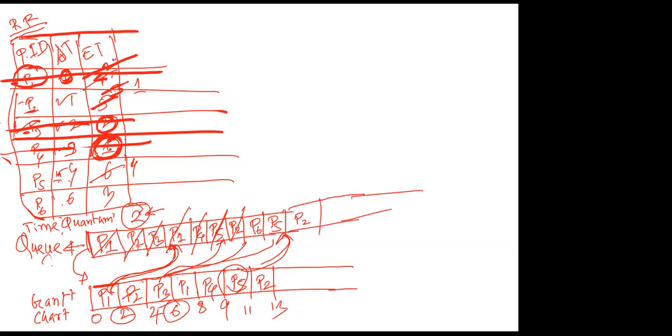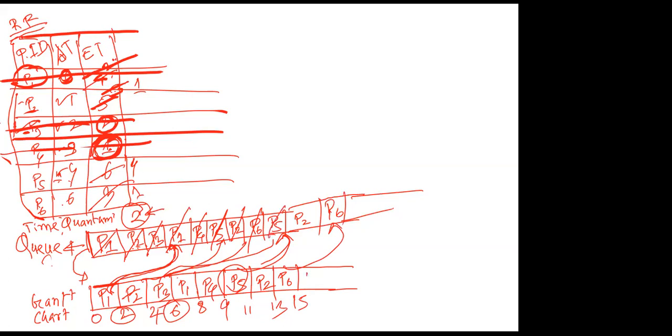Now let's check which process is next. P6. P6 will be scheduled, and P6 gets the CPU for the first time. It will take 2 time units, so it will be 15 in here, and it needs another 1 time unit to complete its execution. So P6 goes back to the queue, and then which process comes next?